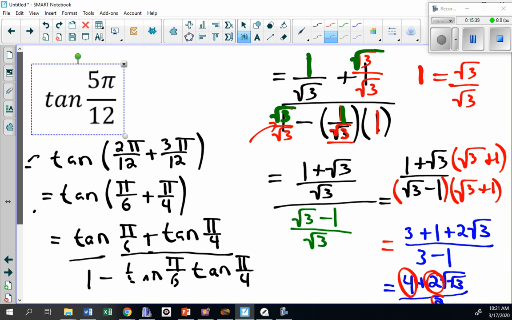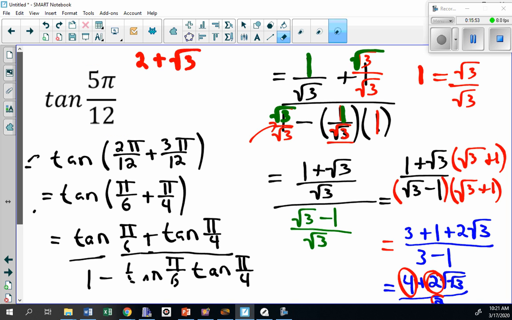And my final answer, I'm going to write in the top left corner here. So 4 divided by 2 is 2, plus 2 divided by 2 is 1, so we end up with just 2 plus square root 3. I'll write that again in the smaller writing. So just one more time, it becomes 2 plus square root 3. It's actually not a bad little number. Quite a bit of work though because of the rationalizing.